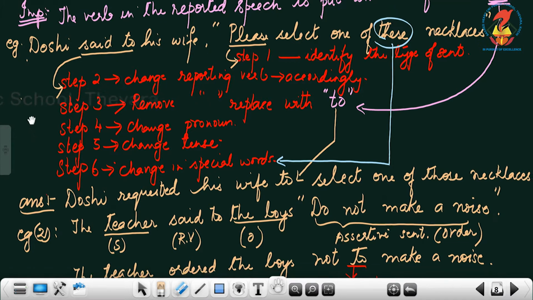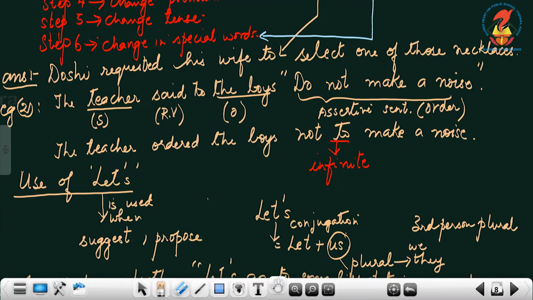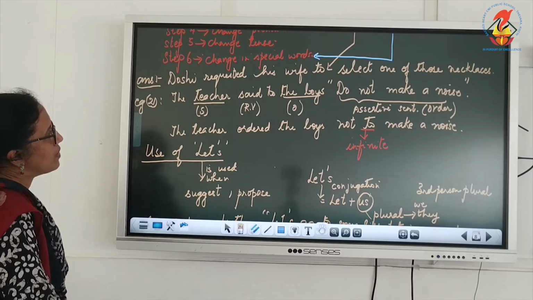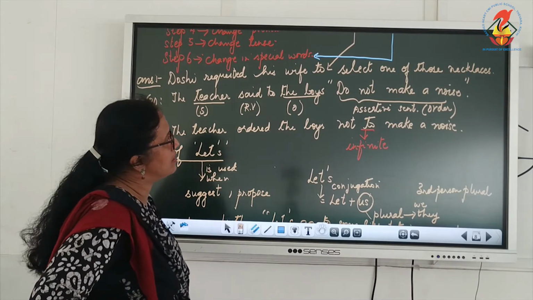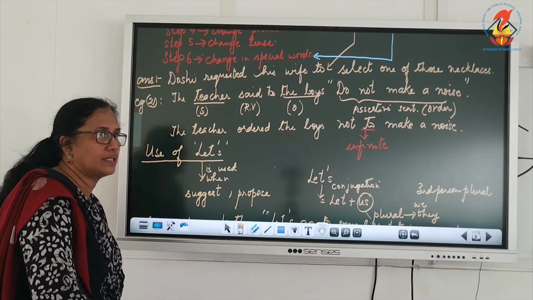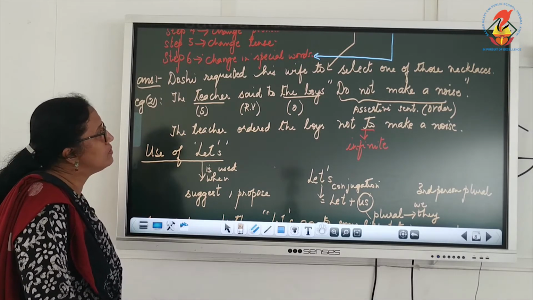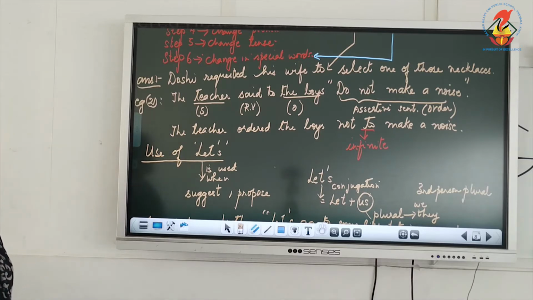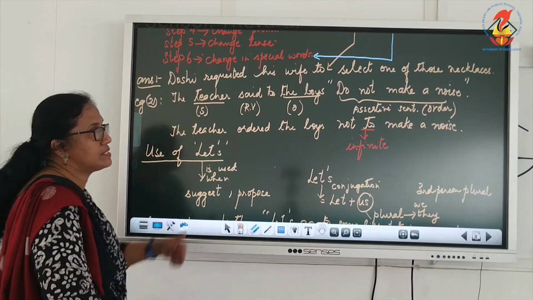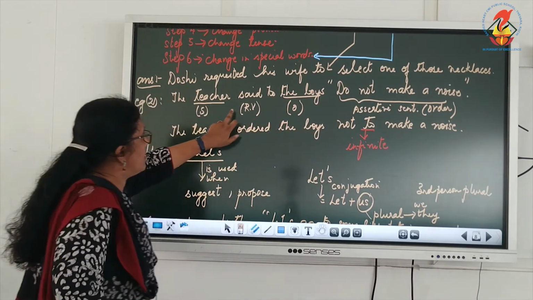Now, moving on to example 2. The teacher said to the boys, "Do not make a noise." Okay, so usually what happens, students, is that it is either an order or a request, isn't it? Here, "Do not make a noise." It all depends upon the tone of the teacher and the manner in which he is saying it. It could be a request or it could be an order. So here we have identified our first step: it is an imperative sentence. Second, the reporting verb: said to.